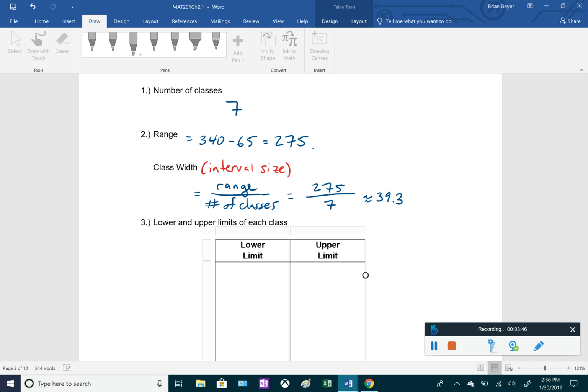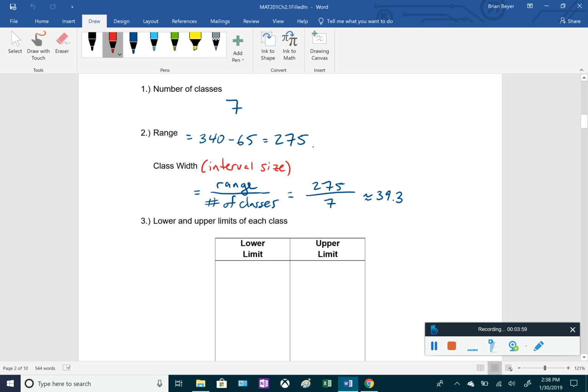39.3. What we have to do here is round this up. Typically if we were rounding to a whole number, we'd be rounding to 39, but we're going to round up here. Let me make a little note that we're always going to round up. This gives us a class width of 40. So round up to the nearest whole number, so 40. Obviously we're dealing with whole numbers here, so we go up to 40.